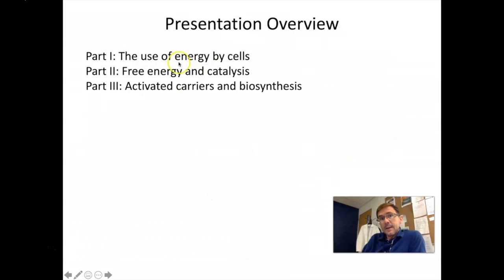We'll start by looking at the use of energy by cells. We'll talk about free energy and catalysis, and that's important to talk about when we think about whether some sort of a reaction is favorable or whether it is spontaneous. And if a cell needs to perform some sort of a reaction that isn't favorable, how does it go about doing that? And we'll also look at activated carriers, which are also part of this discussion because they act as kind of intermediates to be able to drive unfavorable reactions. These are molecules that contain groups and high energy linkages, but we'll look at that at the end of the discussion.